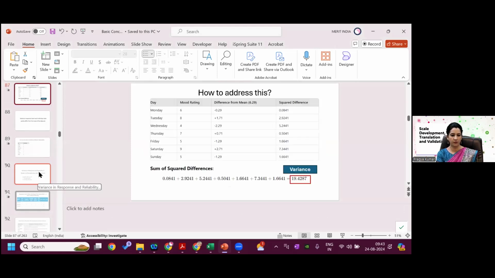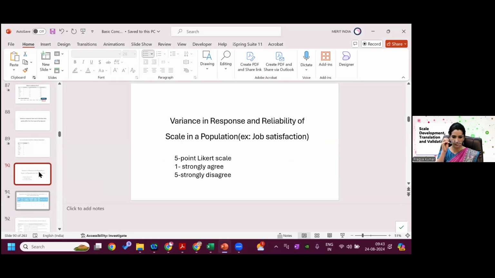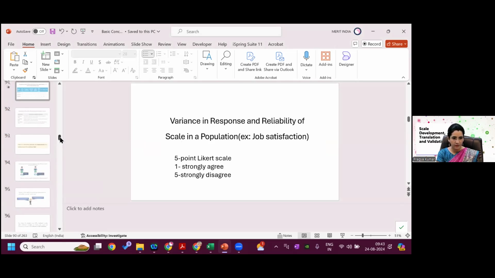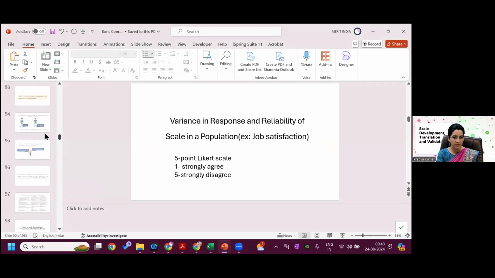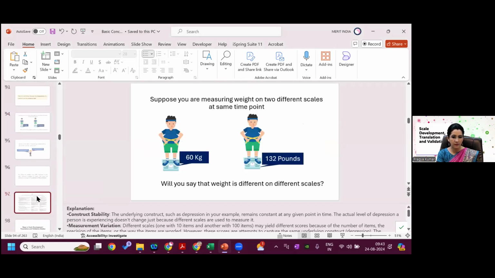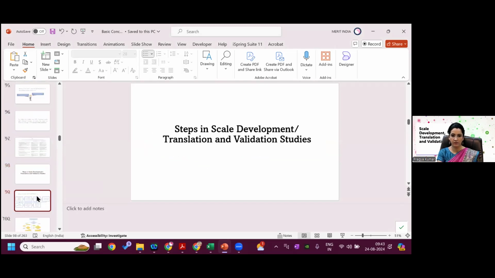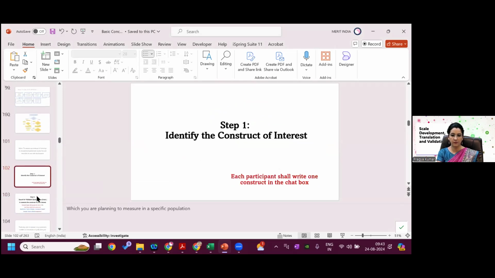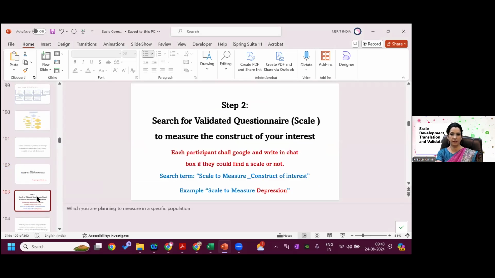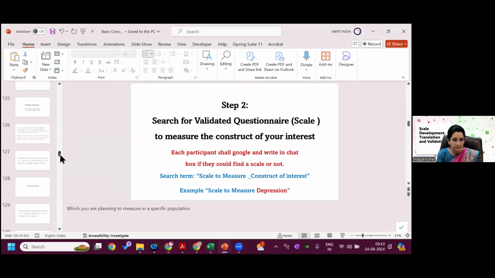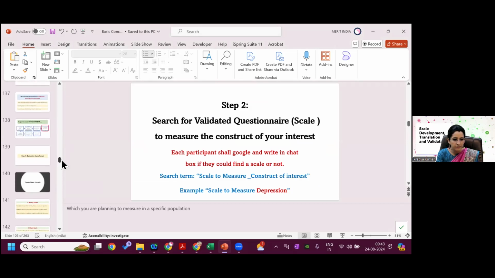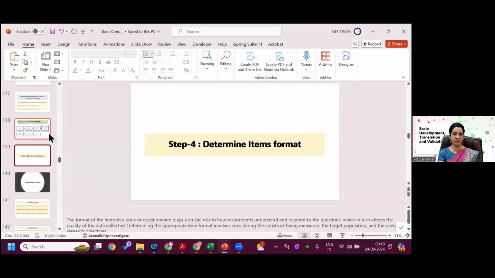So we did all this variance, and I think, let me see. Okay, so yeah, we have discussed this, we have covered this. I was on the Likert scale. Yes. So the steps, again, I will repeat.